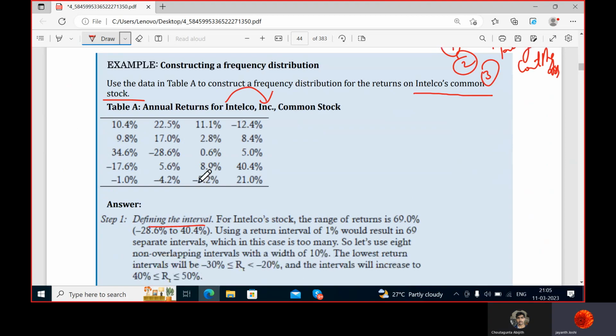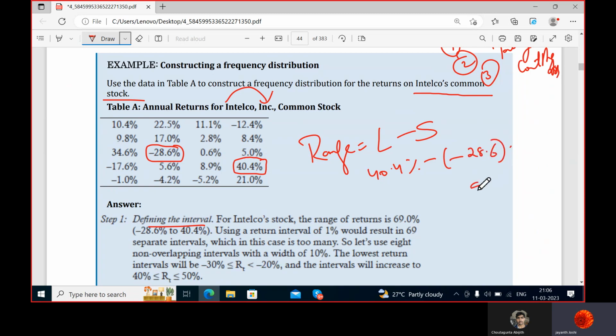For that, we'll see the range. What is range? First of all, range is largest value minus smallest value. So in this, what is the smallest value, Abhijit? It looks like minus 28. Let's say minus 28.6. And the largest value is 40.4. So 40.4% minus minus 28.6. Can you calculate and tell me what is that?